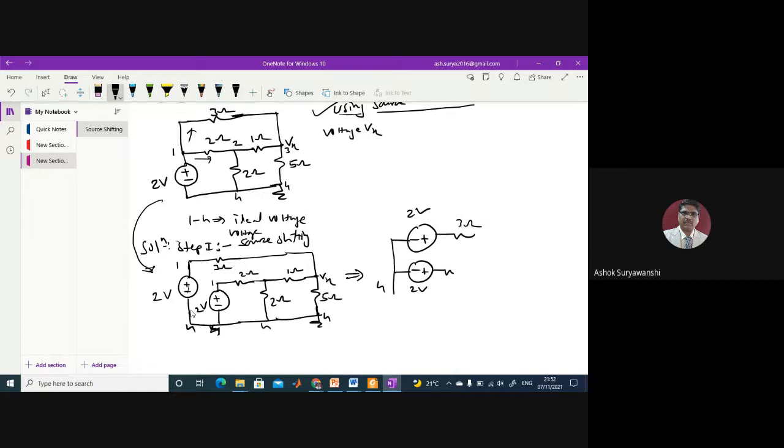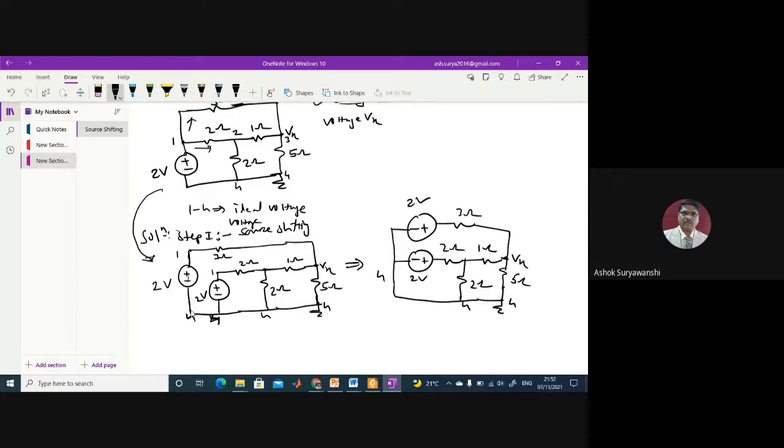Then I'll make this second source also horizontal, which is of 2 volt, and then this 2 ohm is in series. Let us draw the remaining circuit as it is. This is 2 ohm, and the other end of the 2 ohm is connected to node number 4. Then 1 ohm here, connected to Vx. Vx is the voltage across the 5 ohm resistor.